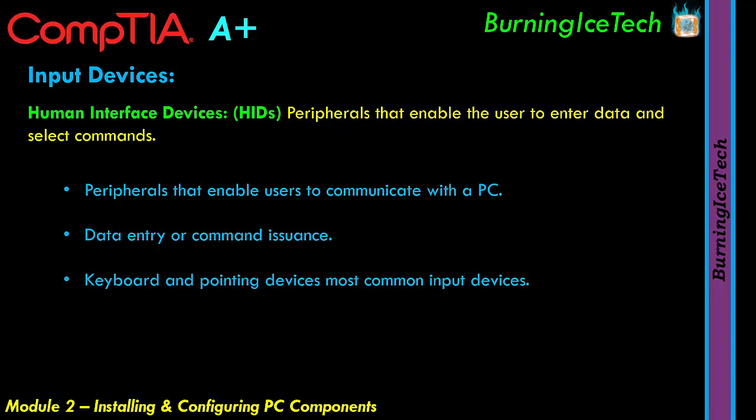An output device will probably be something that's giving information in the form of output, like speakers, a printer, your computer screen. That is output devices. So in this specific module, we do not cover output devices, but we do in fact cover input devices. So you can see here human interface devices, peripherals that enable the user to enter data and select commands. Peripherals that enable users to communicate with a PC, such as your mouse or keyboard. Not limited to that, obviously. Data entry or command issuance, and keyboard and pointing devices, most common input devices. Yeah, so we know all that.